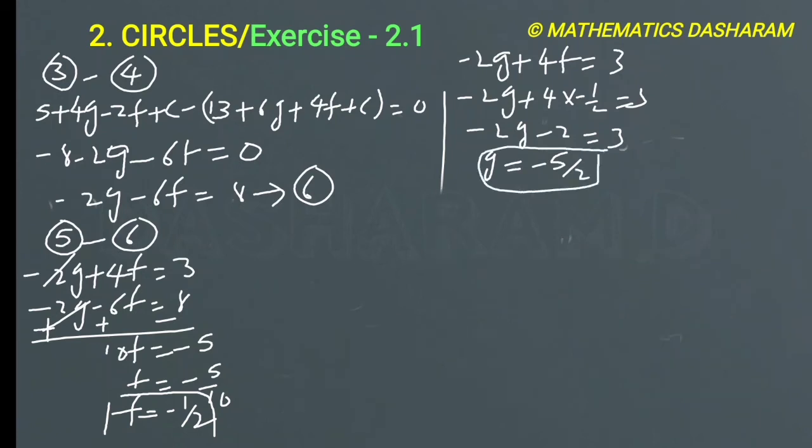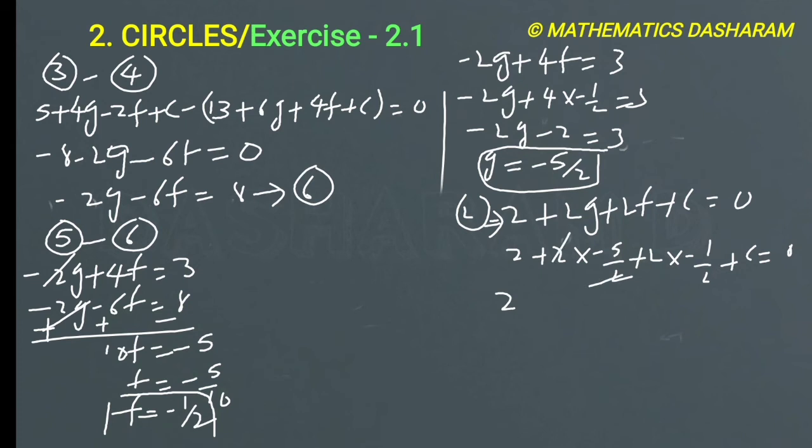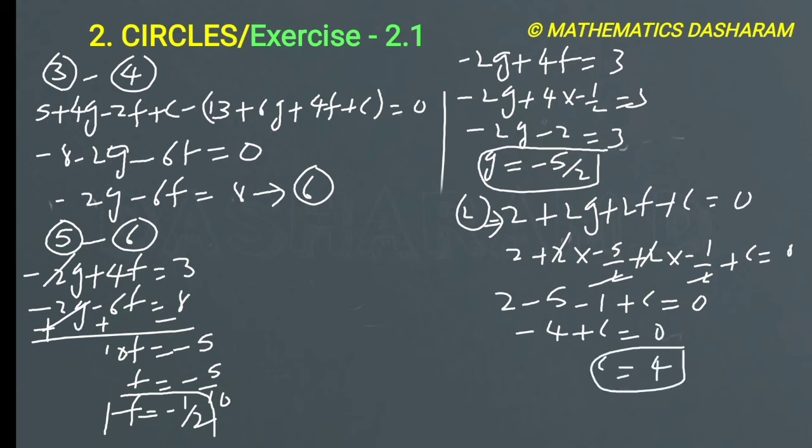Now substitute f and g values in equation 2. So the equation 2 is, here 2 cancel, minus 5, here 2 cancel, minus 1 plus c equals to 0. Minus 5 minus 1 is minus 6, 2 minus 6 is minus 4 plus c equals to 0, then c equals to plus 4. Substitute c, g, f values in equation 1.